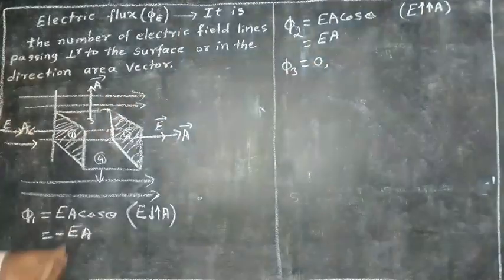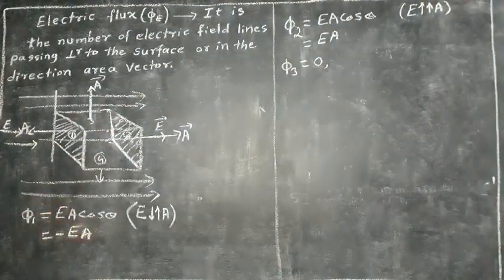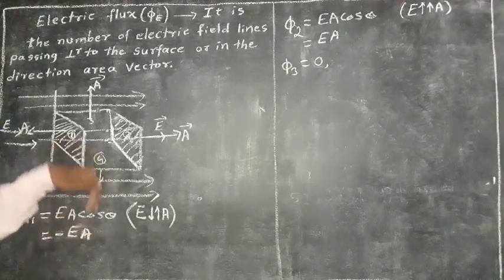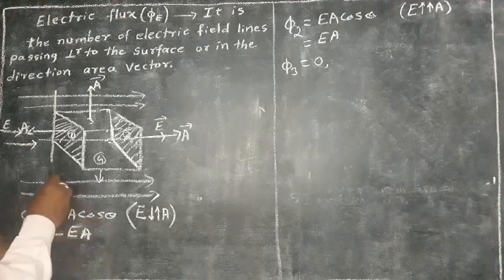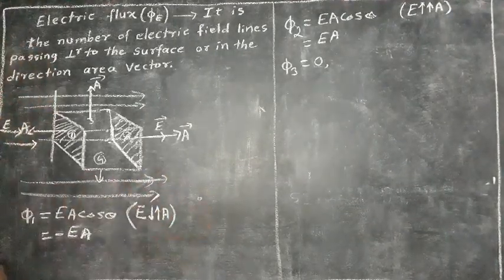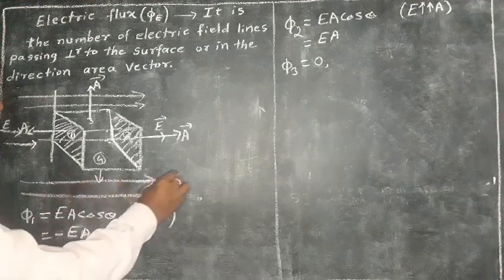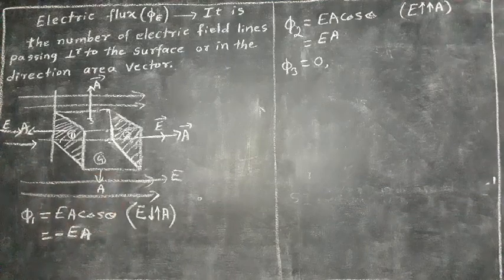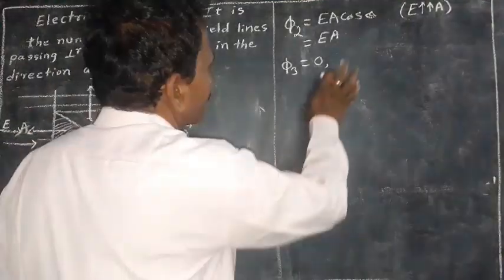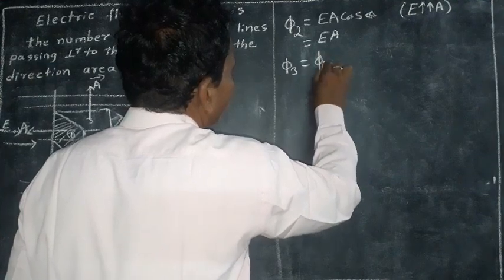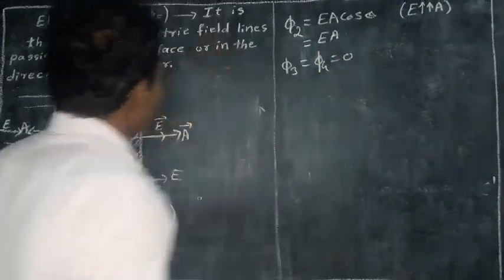Similarly, for the bottom surface, the area vector is outward perpendicular, and the field vector is along the surface. Therefore, the angle between E and A is 90 degrees. Therefore, phi 4 is also equal to 0. That is, phi 3 equal to phi 4 equal to 0.